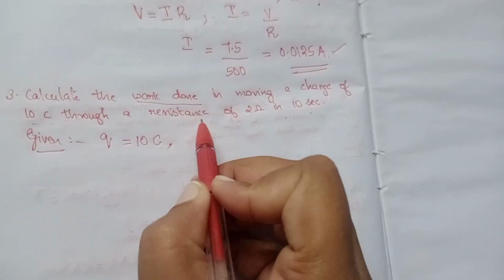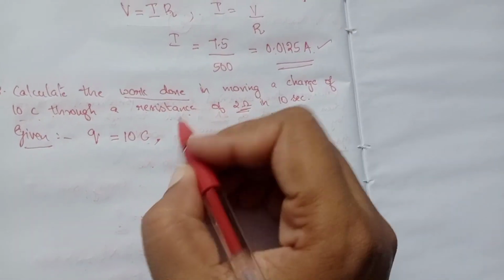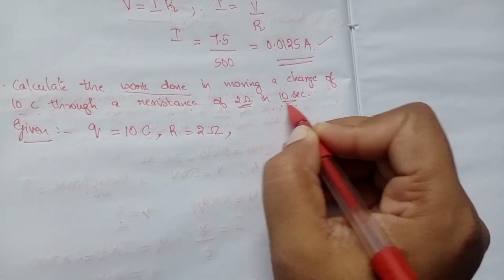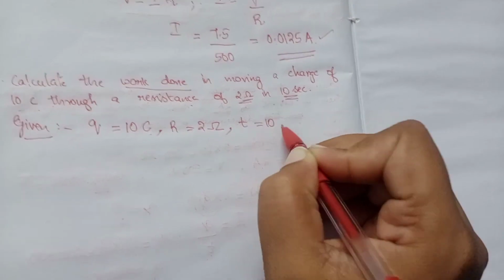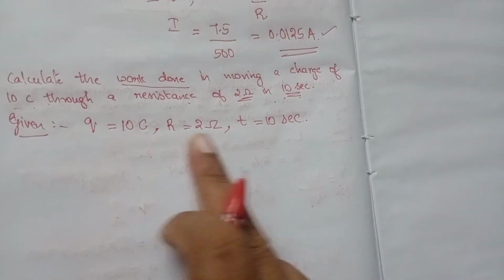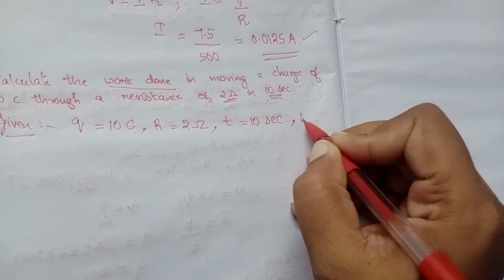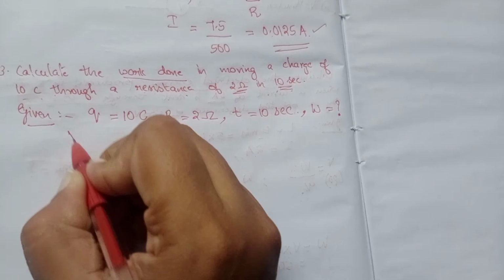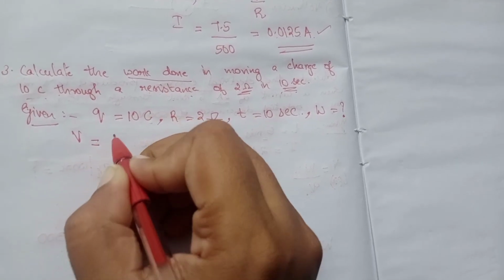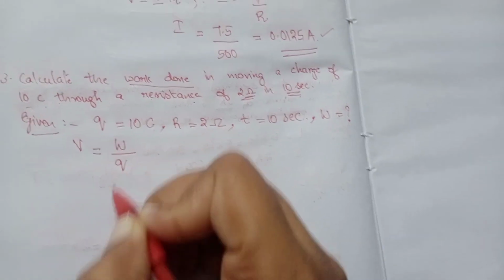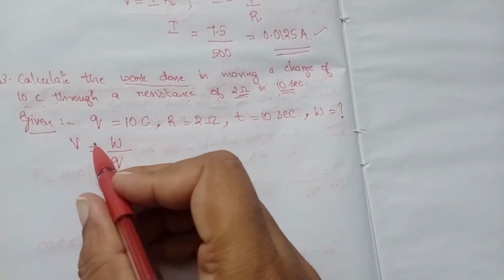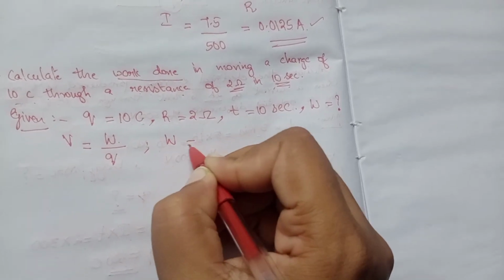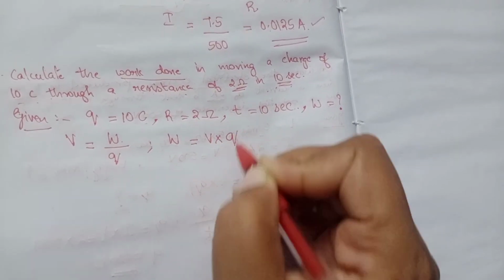Through a resistance of 2 ohm, so the value of resistance is given as 2 ohm, in 10 seconds, so the time is given as 10 seconds. These are the values given, and what you need to find is the work done. We know that the potential difference V is equal to W divided by Q, right? From this we can write W is equal to V into Q.